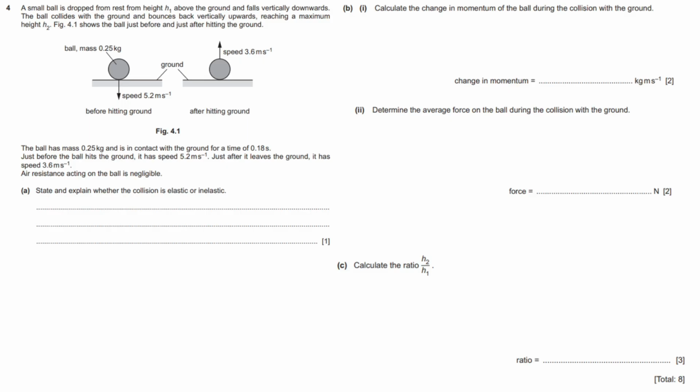So number 4, a small ball is dropped from rest at height above the ground and falls vertically downwards. The ball collides with the ground and bounces back up vertically, reaching a maximum height. The ball has a mass of 0.2 kg and is in contact with the ground for a time of 0.18 seconds. Just before the ball hits the ground, it has speed 5.2 meters per second. And when it leaves the ground, it has velocity 3.6 meters per second. State and explain whether the collision is elastic or inelastic.